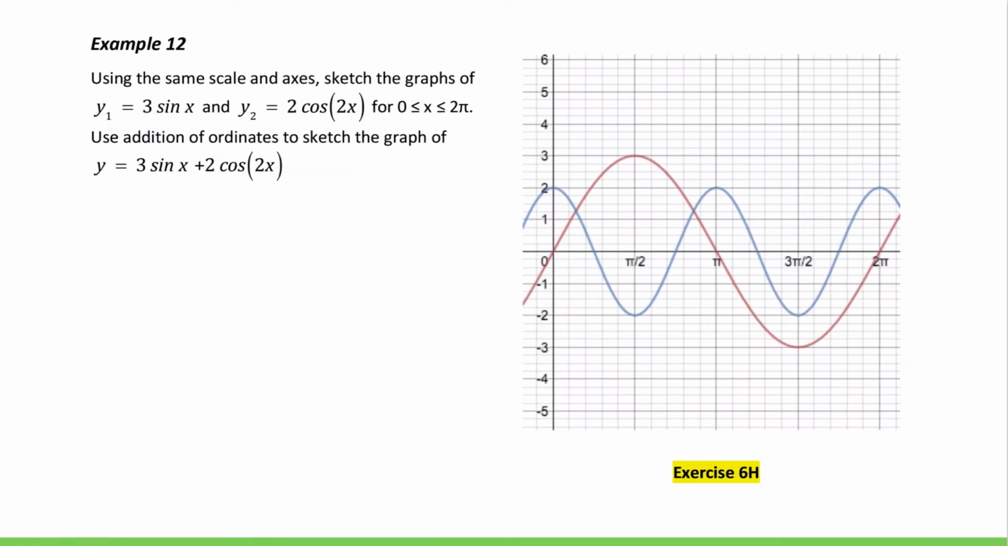So we have one example for today, example 12: using the same scale and axes, sketch the graphs of y1 and y2. Thankfully, they've already done that because that's not the point of the exercise, but what we are going to now do is use addition of ordinates to sketch the graph of 3 sin x + 2 cos 2x.